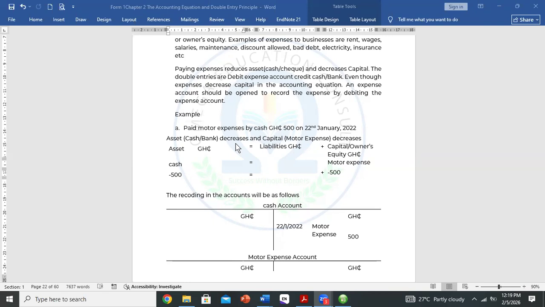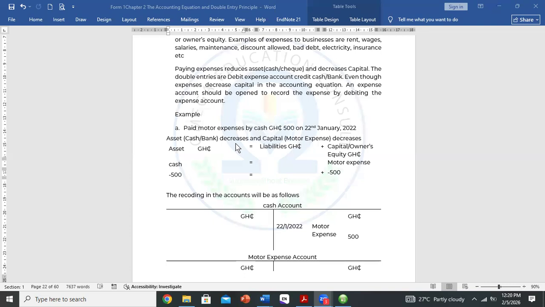So in this case, expenses increase when paid. Yes. When you pay expenses, they increase, but they decrease capital. So if you are showing the effect on the accounting equation, you don't talk about the expense, you only talk about the capital. So you would say that there is a decrease in capital, but you put expense in brackets. Okay, you get the point now, right? Yes, sir. So please don't ever think that when you pay expenses, they decrease.